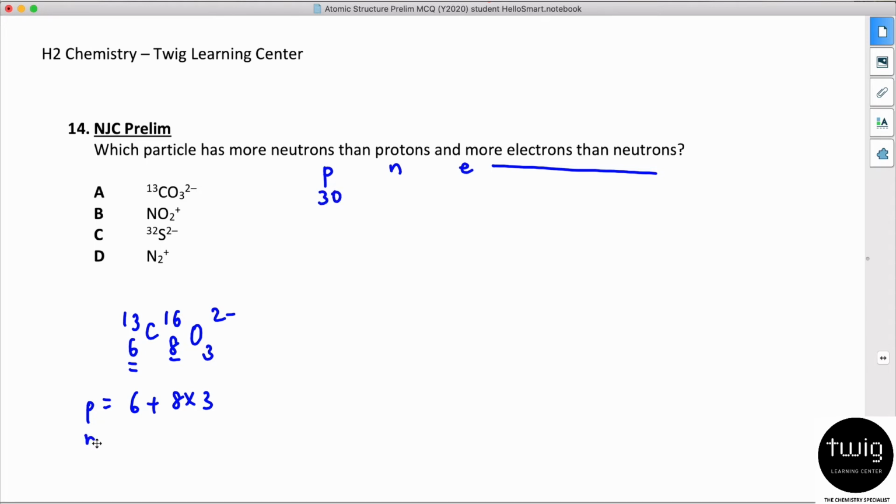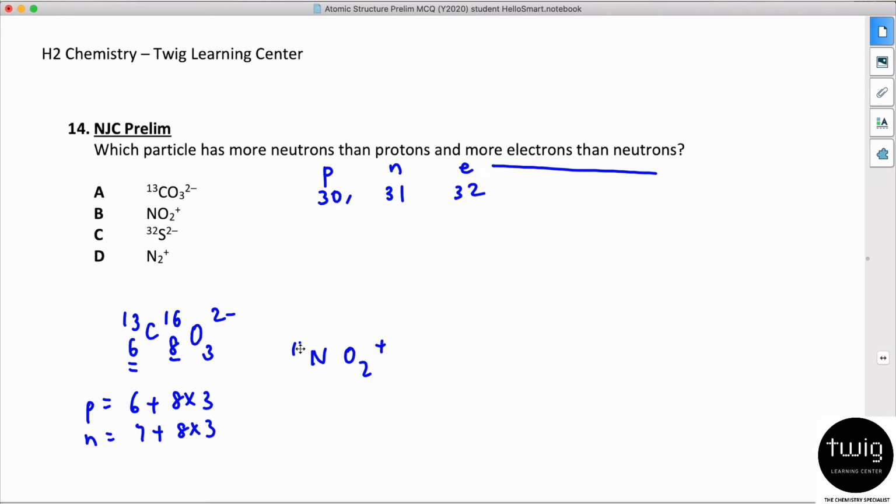In terms of the neutrons, it has 7 neutrons for carbon, 13 minus 6, 7. So 7 neutrons over here. And each oxygen also has 8 neutrons. So 8 times 3. All right, so this is 31. Since it's 2 minus, there must be 32 electrons compared to 30 protons.